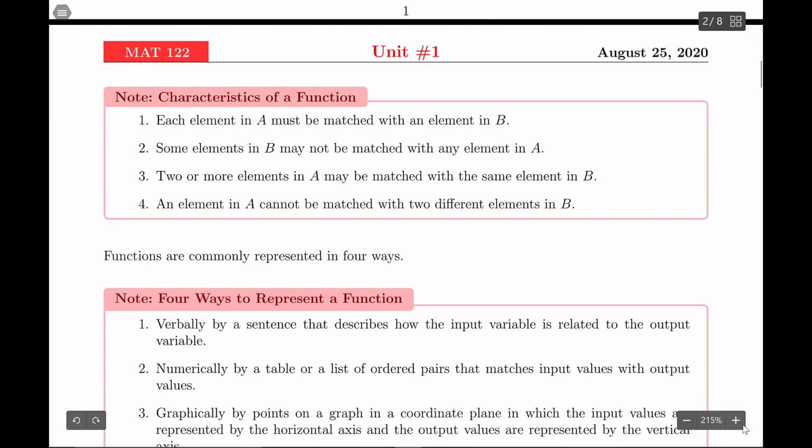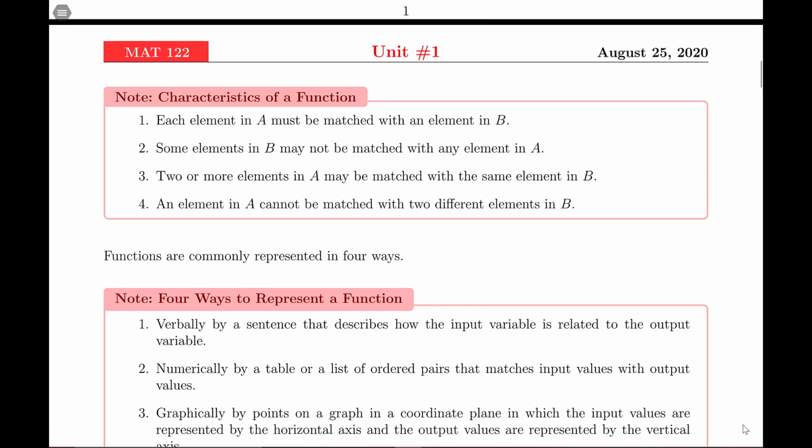So, some characteristics of a function. Each element in A has to be matched with an element in B. Some elements in B, however, may not be matched with an element in A, so some of your outputs may not align with an input that you have. Two or more elements in A may be matched with the same element in B, and an element in A cannot be matched with two different elements in B.